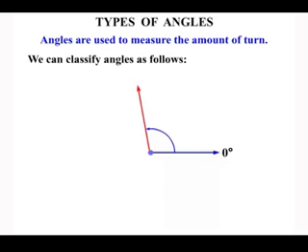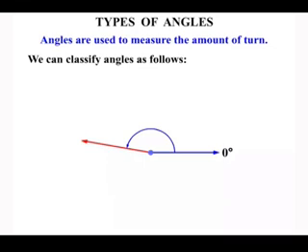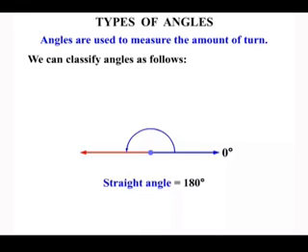If we keep turning past the 90 degrees, we are now into the field of obtuse angles, and these are between 90 and 180. So all these angles are obtuse angles. One more extra turn there, we have what is known as a straight angle, and that equals 180 degrees.